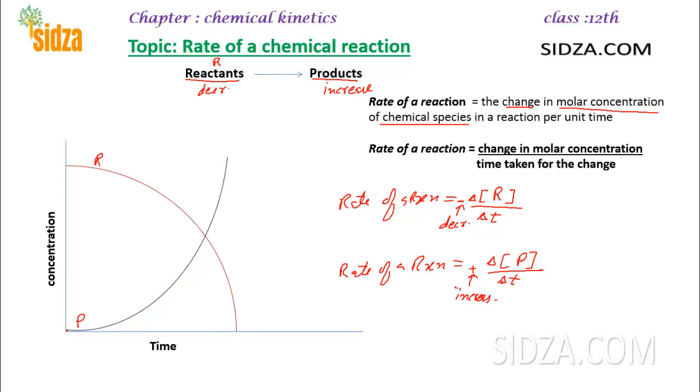So we can express the rate of reaction either in terms of reactants or in terms of products. We only put the negative sign for the reactants and positive sign for the products. So this is the change in concentration of products divided by the change in time, right? So the time taken, the time interval in which this particular change occurs.